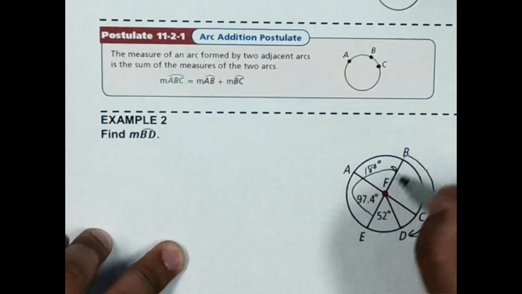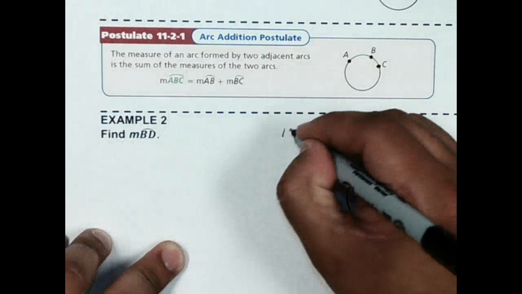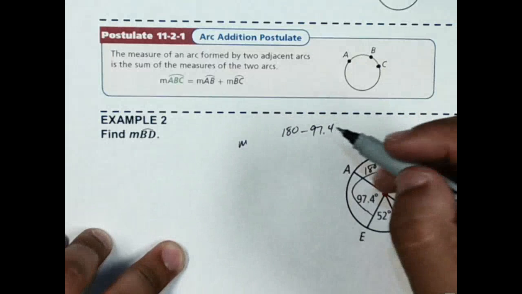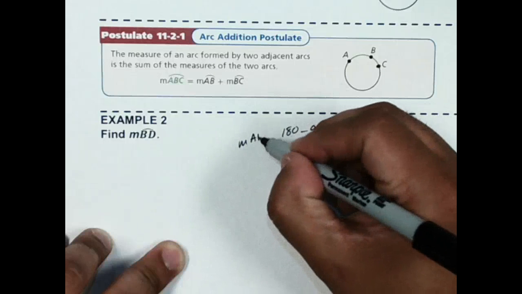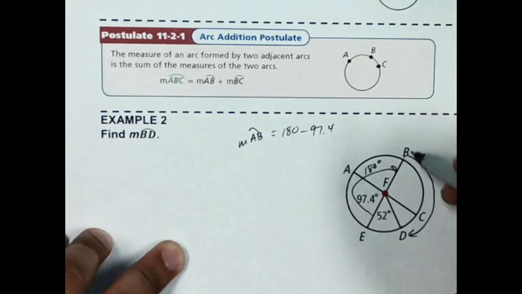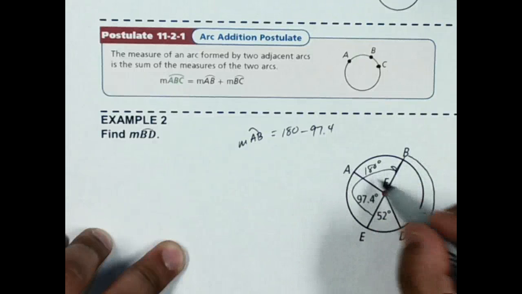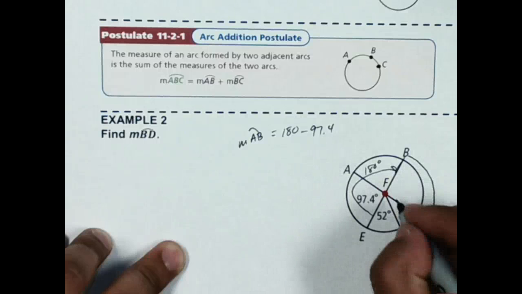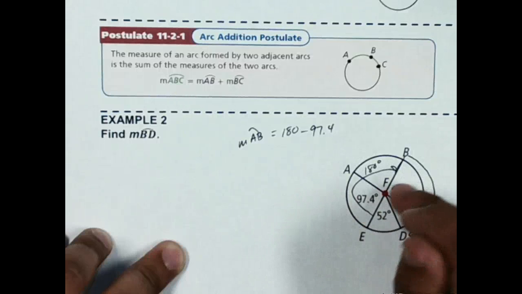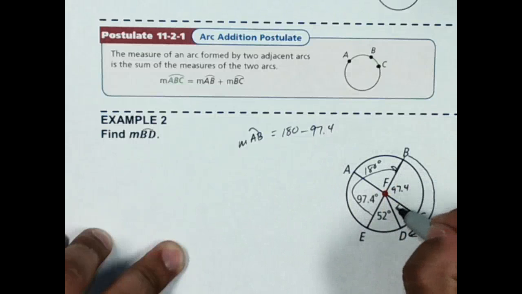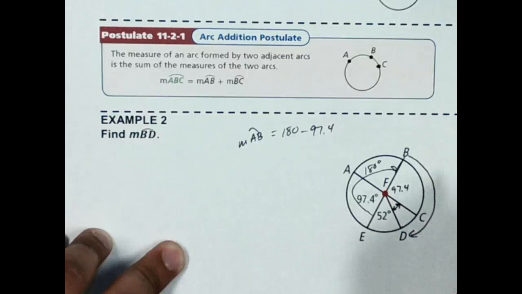So if I wanted AFB, I would do 180 minus 97.4. That would be the measure of arc AB. The one we want is BD. Now notice these two lines, I see two lines that intersect at a point. So I know this is 97.4 because I have vertical angles right here. I need to find this little piece right here, and I'm going to do that by going the other way with the semicircle.